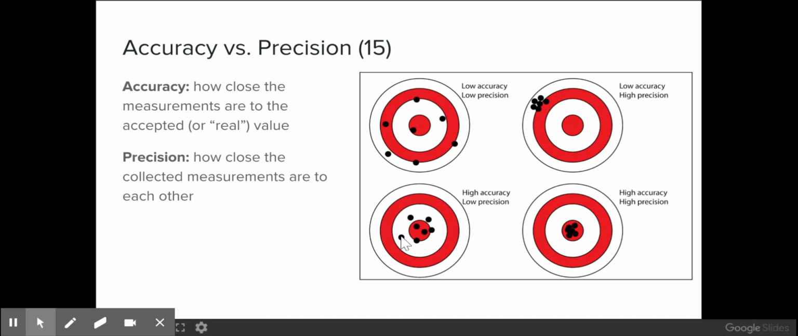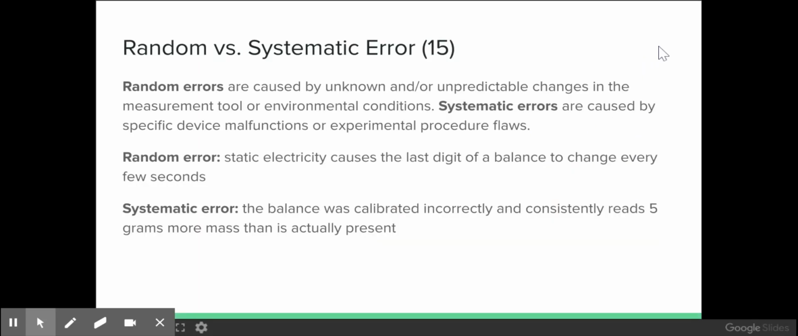Sometimes there is a little bit of natural variance in our data. It might be a little bit far off the mark, but if it's close to what it should be, that could be a high accuracy data set with low precision. The last situation that we can find ourselves in is the most ideal. We want all of our measurements hopefully to be very close to each other, high precision, and close to what it should be, high accuracy.